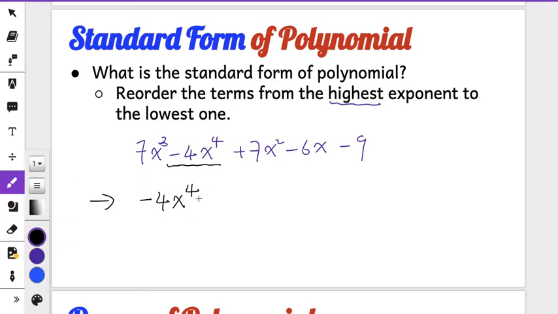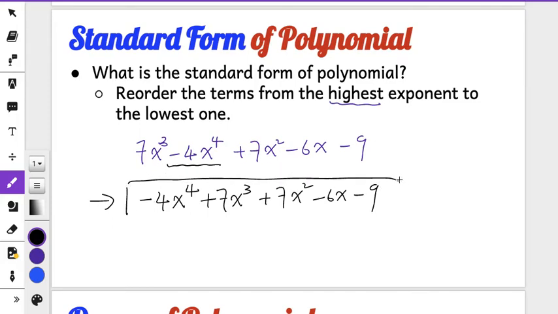And then just continue. The next one is going to be the 3rd power, so I write down this. As you can see, this is positive 7, so I write plus 7. Next is going to be 2, and next is 1. The last one is the constant term. As you can see, we do not have a variable, which is considered as the exponent of the variable being 0. So that's what we mean by standard form: we just reorder them from the highest one to the lowest one.